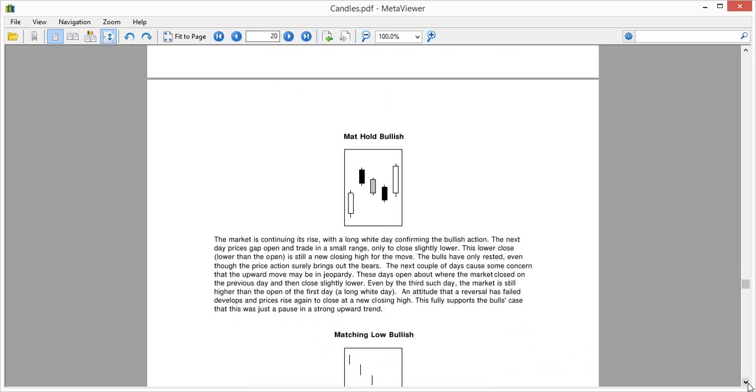These days open about where the market closed on the previous day and then close slightly lower. Even by the third such day, the market is still higher than the open of the first day, a long white day. An attitude that a reversal has failed develops and prices rise again to close at a new closing high. This fully supports the bull's case that it was a pause in a strong upward trend.